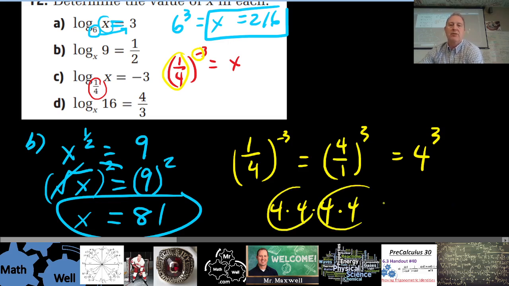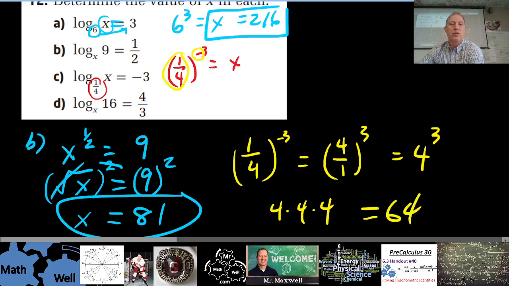So that's 4 times 4 times 4. Or 16 times 4, what does that give you? Oh, sorry, did I say it right? Yeah. So 16 times 4 is 64. So C is 64.